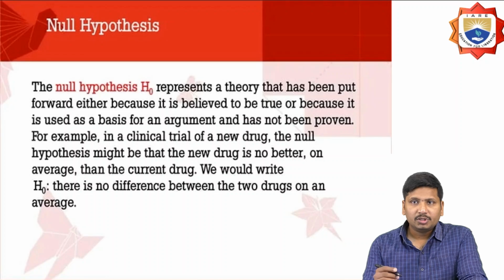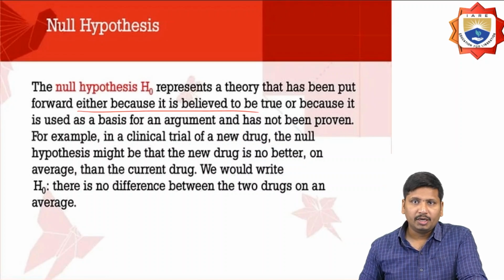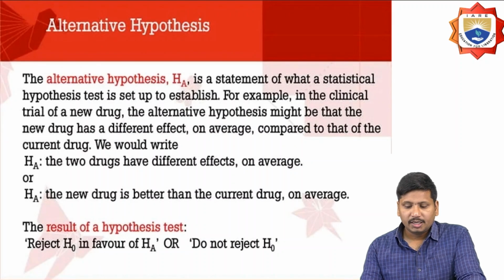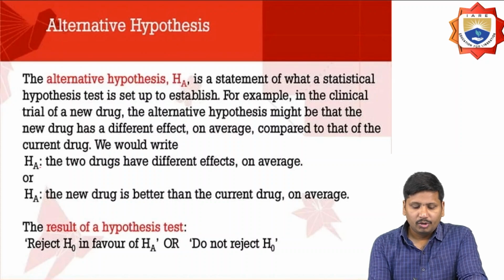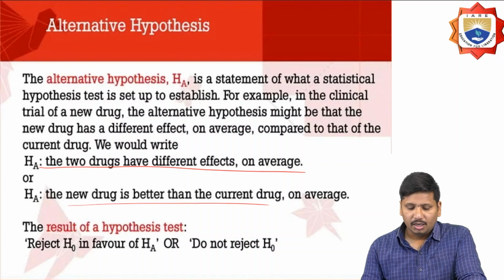So the null hypothesis is going to represent a theory that has been put forward and is assumed to be true, or because it should be used as a basis for the argument as well. An alternative hypothesis is going to be presented as HA. This is the statement that the statistical hypothesis is said to establish. And suppose I have a null hypothesis like this, then the alternative hypothesis will be like this.